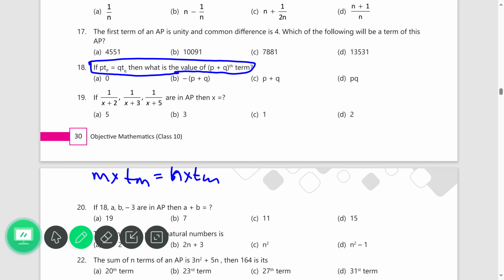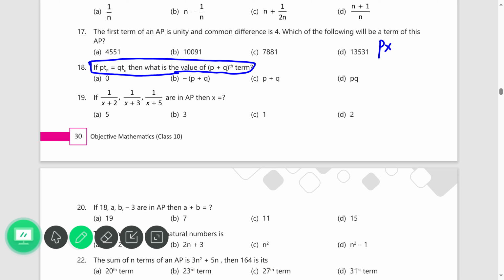Can I do this step? It's very important. It's a 3 mark question. Let me show. Okay, listen. So what have they given? P times TP. T in the sense here is a term. Instead of AP, they have given TP.